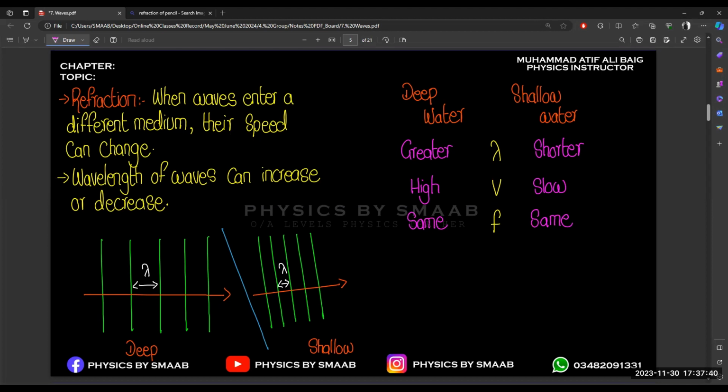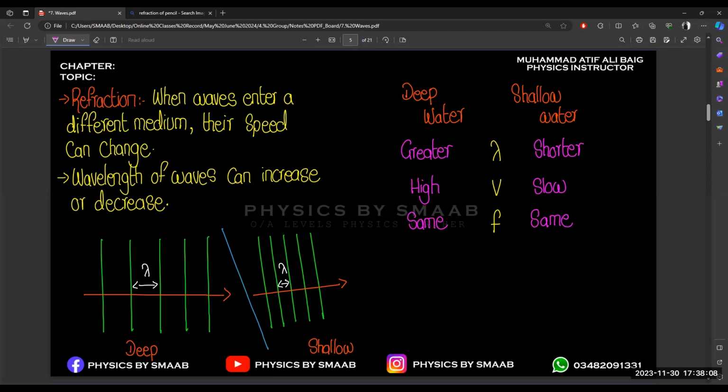So basically, deep water also has greater wavelength. So this medium or this water wave has to cover a large wavelength with high speed. And if we compare with the shallow water, in shallow water your wavelength is short and speed is enough to complete the same number of waves in given time, right? So that's why frequency remains same.